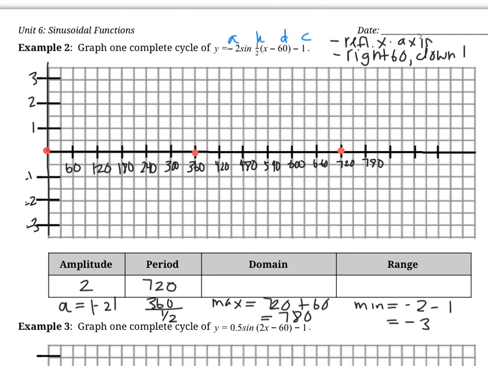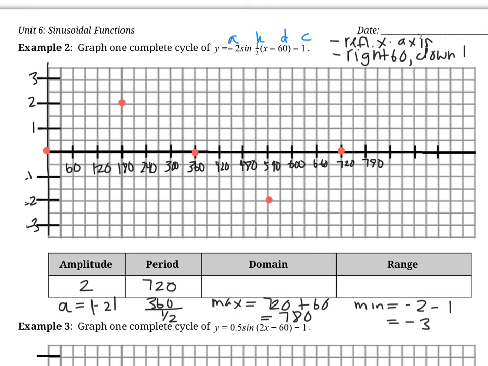And now our maximum value is going to happen at the quarter mark, between 0 and 360. And in between that is 180. So at 180, it's going to hit a maximum of 2 because our amplitude is 2. And in between 360 and 720, that's going to be 540. And that's where it's going to hit its minimum value, which is -2. So we're going to plot at -2.